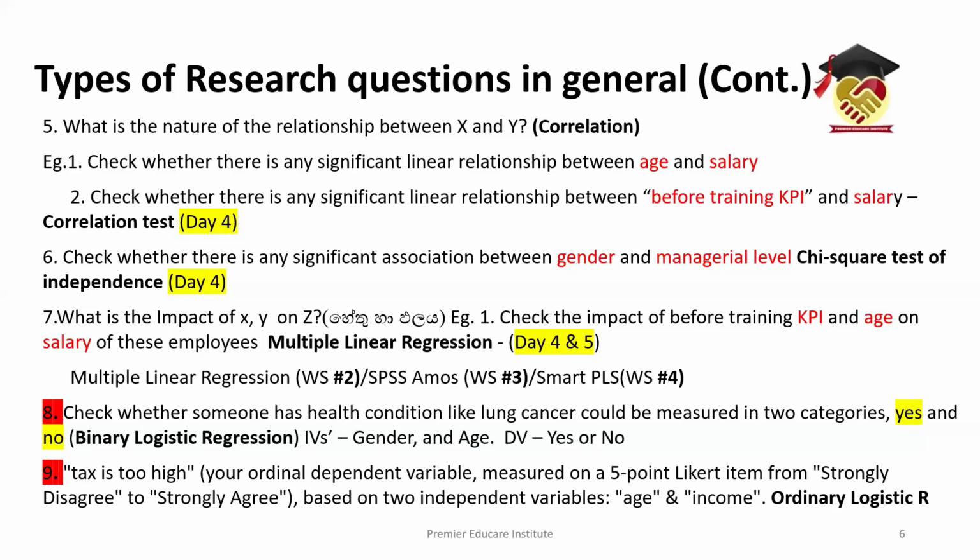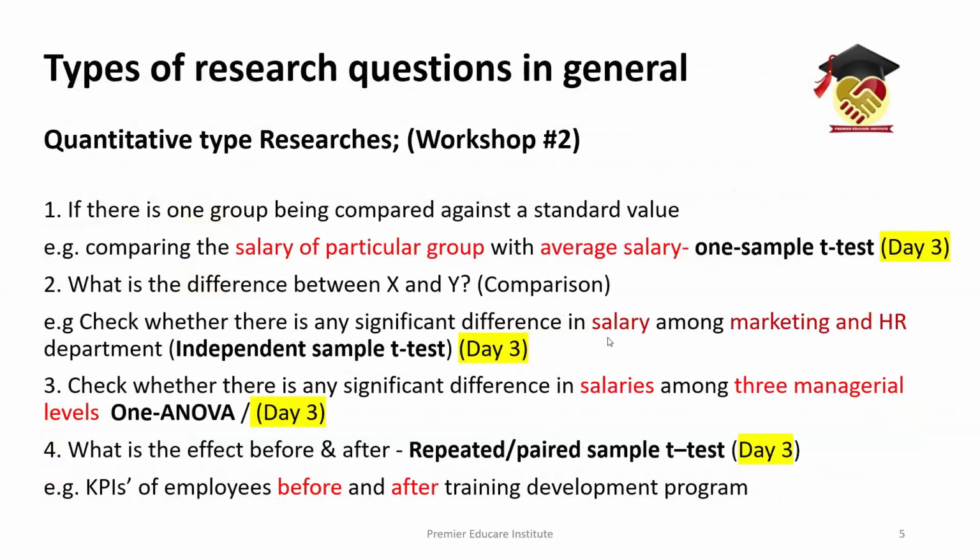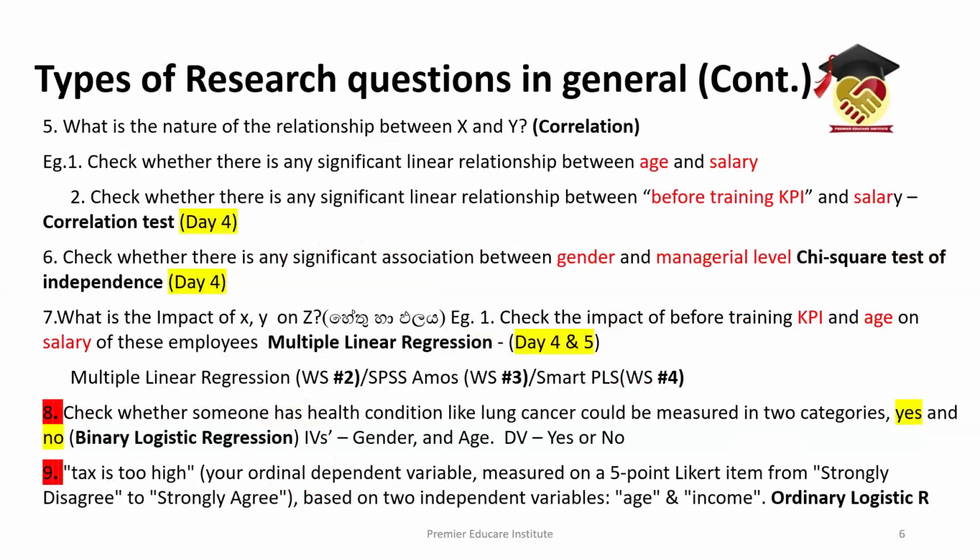But all the 5 techniques explained before, you had one quantitative variable. Say salary, KPI, right? Or here, if you come here, salary, right? Salary before and after your marks. But when you come to the question number 6 or the test number 6, both sides are categorical, gender versus managerial level.